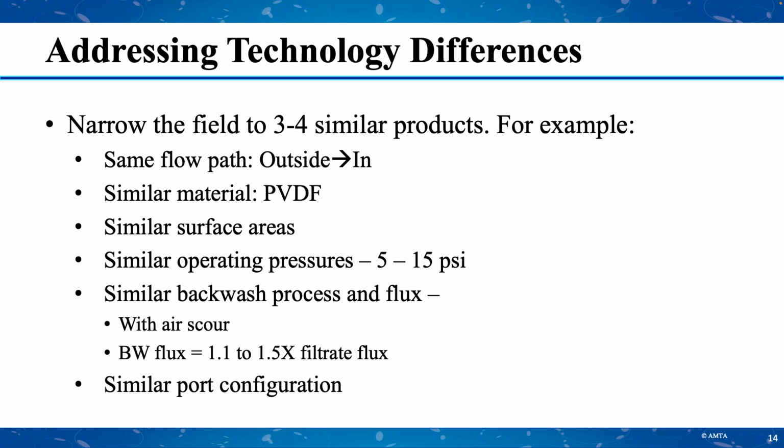And then you want to operate around the same filtration pressure, as well as have a similar type of backwash process and flux. So on the previous slide, some of those technologies only use backwash with no air scour. Most of them do use a backwash with air scour. So choosing technologies with similar backwash procedures and backwash flux, as well as similar port configuration, all of these things make it a lot easier to design a system that can accommodate more than one. Next slide, please.